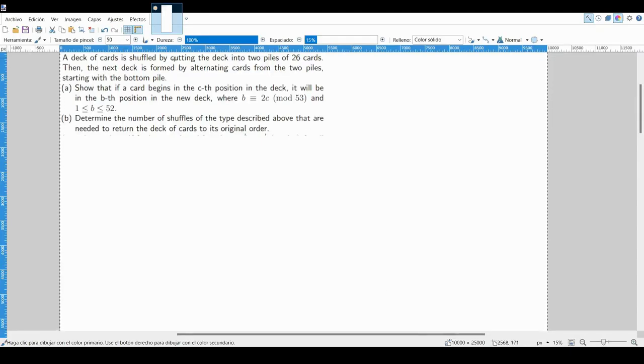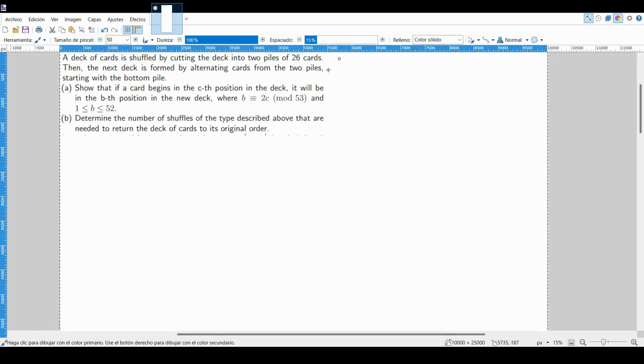Okay, so for this problem, we are given a deck of cards that is split into two different piles of 26 cards, and then we are forming the next deck by alternating cards from these two piles, starting from the bottom pile first. So the new deck will basically be of this form.